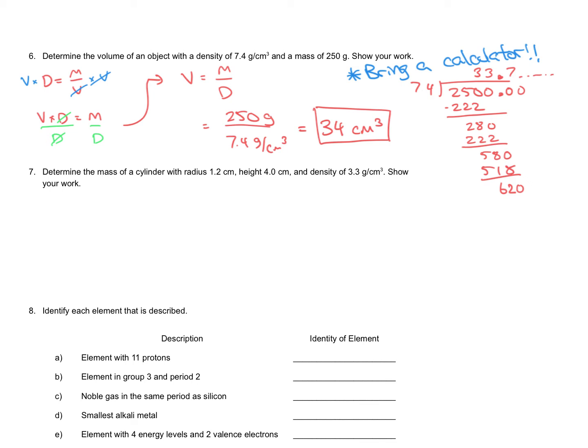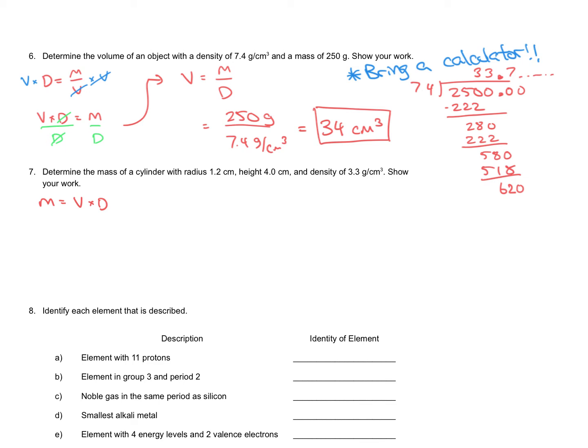All right, question 7, determine the mass of a cylinder with radius 1.2 centimeters, height 4 centimeters, and density 3.3 grams per centimeter cubed. Show your work. Okay, so with this, mass will equal volume times density. You can discover that from the algebra steps that I showed for question 6, or maybe you just know the formula for mass based on volume and density. So to do this, I do need the volume of a cylinder.